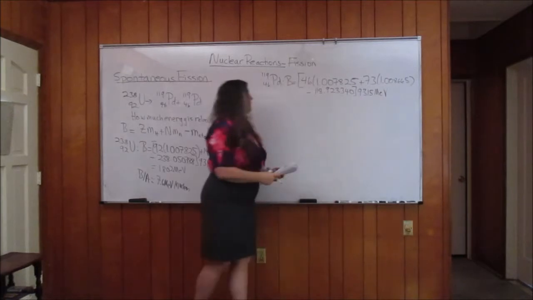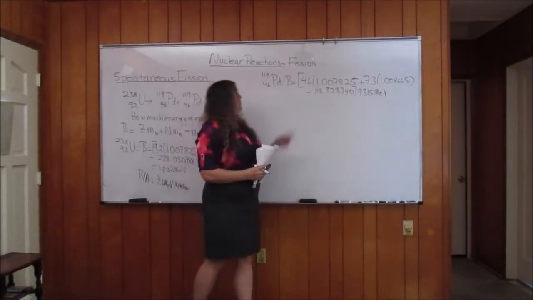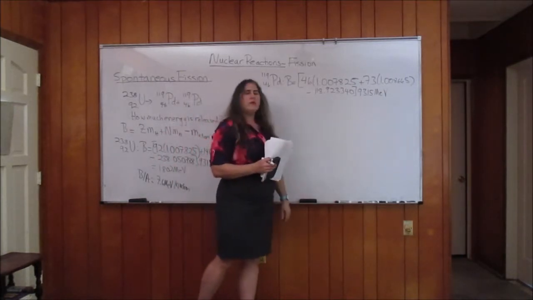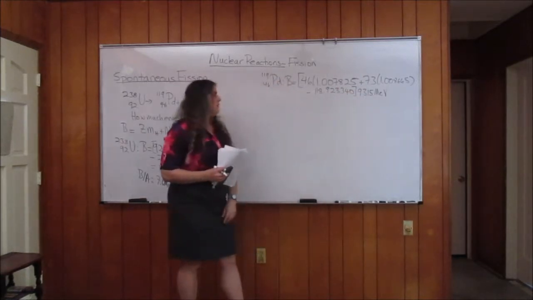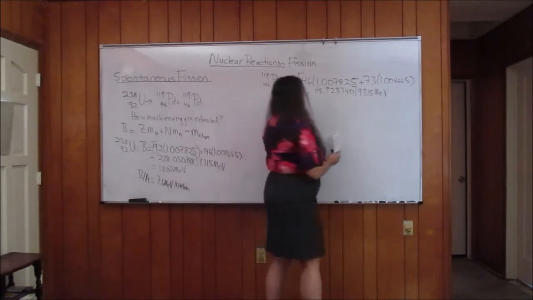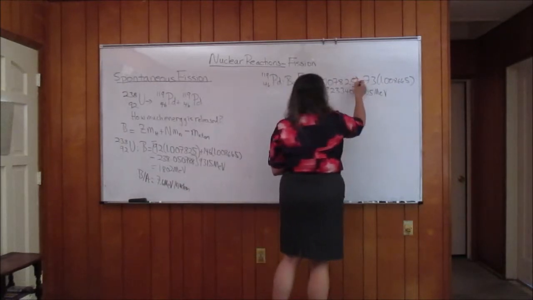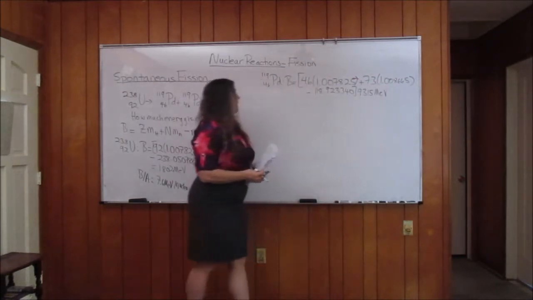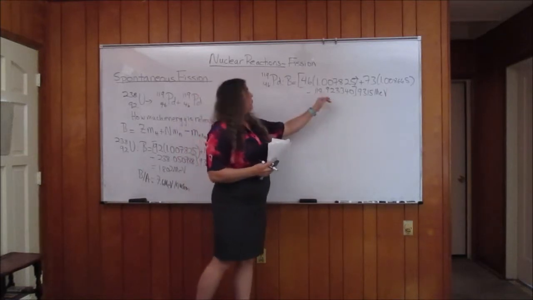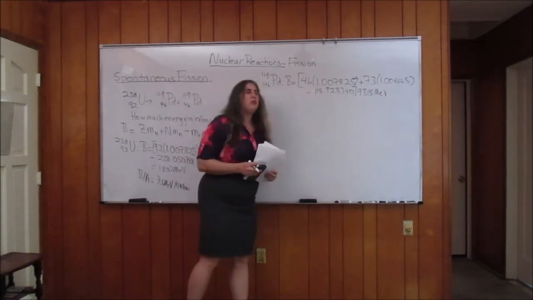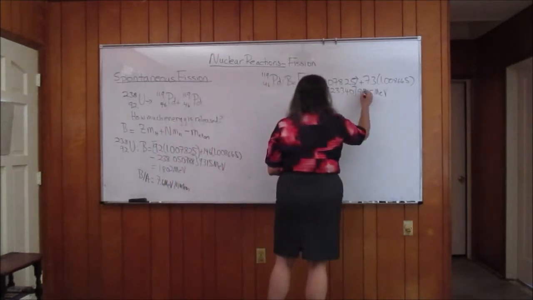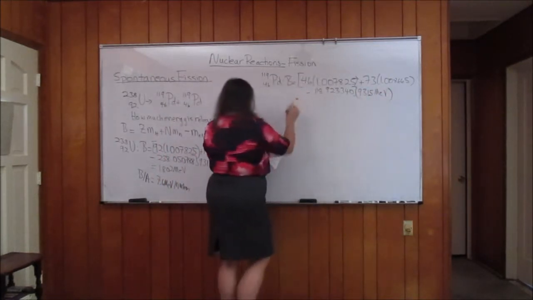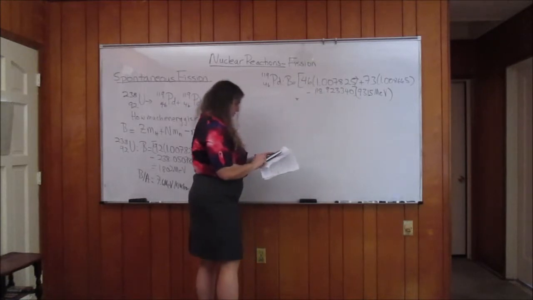Let me read this off. This is 46, the atomic number of palladium, times 1.007825, plus 73 times 1.008665. Again, this is the mass of hydrogen, and that's the mass of the neutron, minus the mass of palladium-119, which is 118.923340, all times 931.5 mega electron volts. And I'm going to do the math.